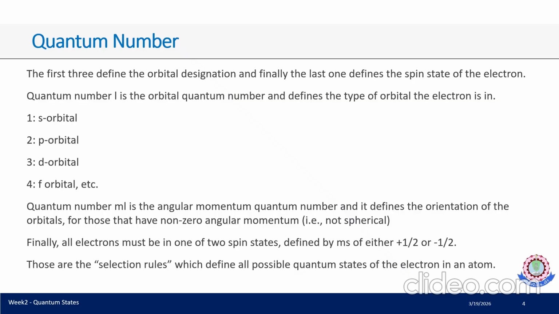Quantum number L is the orbital quantum number and defines the type of orbital the electron is in. Quantum number ML is the angular momentum quantum number and it defines the orientation of the orbitals for those that have non-zero angular momentum, called non-spherical. Finally, all electrons must be in one of two spin states defined by MS, either 50 percent positive probability or 50 percent negative probability. Those are the selection rules which define all possible quantum states of the electron in an atom. So that is the quantum number.